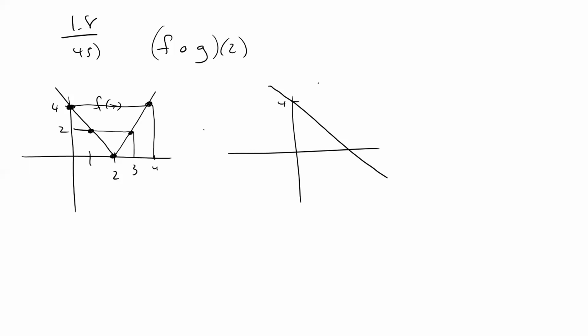And the g function, 0, 4, 1, 3, 2, 2, 3, 1, and then 4, 0. So you've got all these points you should recognize here. So 0, 4. 4, 0, and the middle points are 1, 3, 2, 2, 3, 1, and go on.